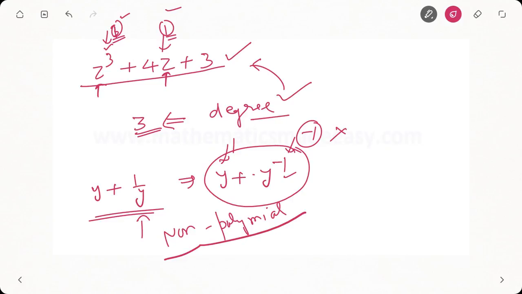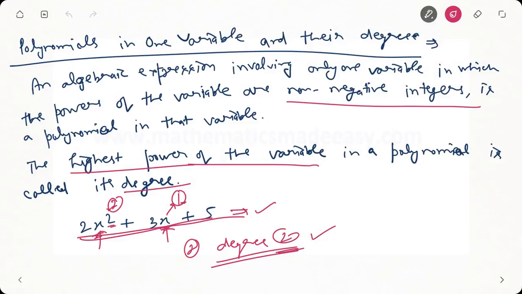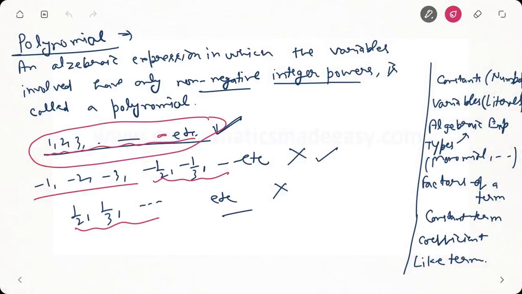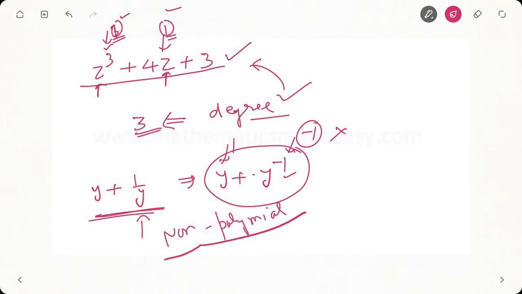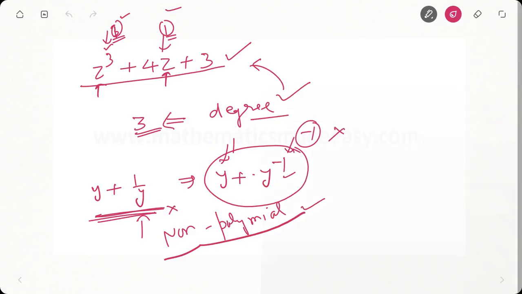So clearly this is not a polynomial, because we have just studied that in a polynomial, the power of the variables must be only integer values and positive. Correct? So if there is a minus 1 present in the algebraic expression, that is not a polynomial. So this particular algebraic expression is not a polynomial.